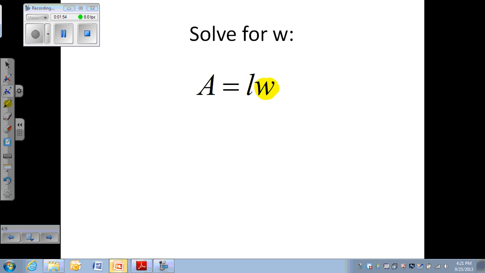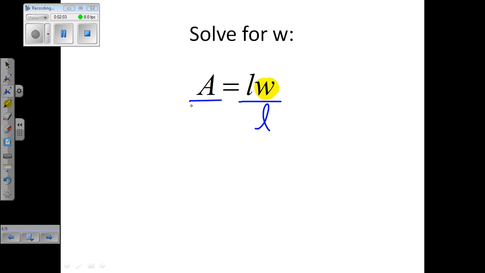In order for me to isolate the W, I have to get rid of this L. So to get rid of L, I'm going to divide by L. I divide by L because it's W times L, and the opposite is division, just like in a regular equation. So these L's cancel, and I end up with W is equal to A over L. In other words, to find the width of a rectangle, I can do the area divided by the length.